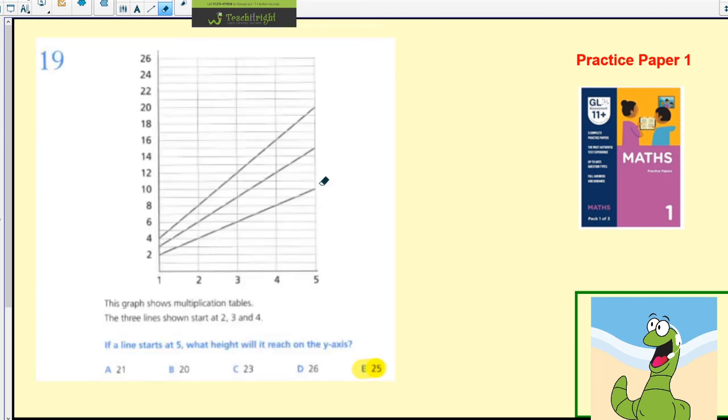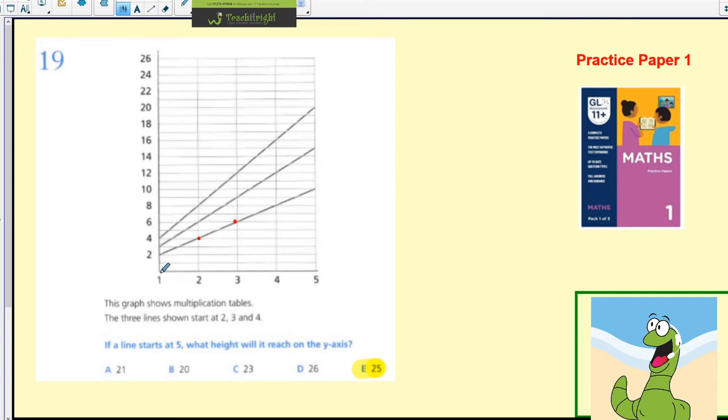Right, number 19. This graph shows the multiplication tables. The 3 lines start at 2, 3, and 4. So 2 times 1 is 2. 2 times 3 is 6. Okay, I think I understand how it works. If a line starts at 5, what height will it reach on the y-axis?